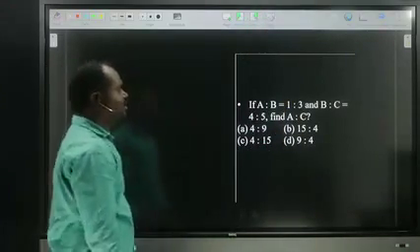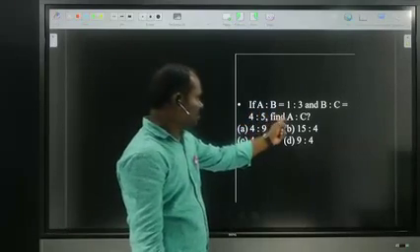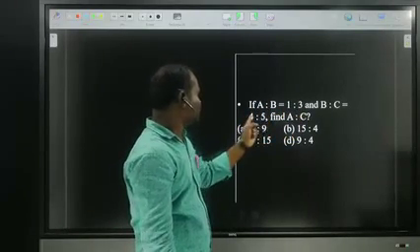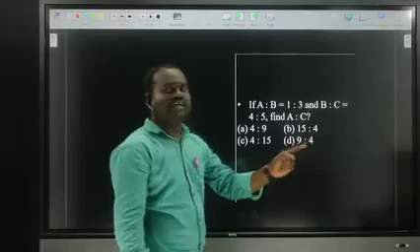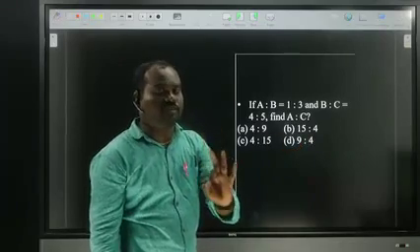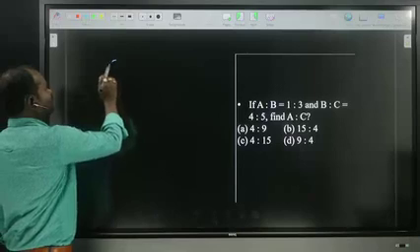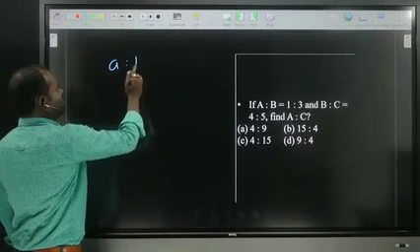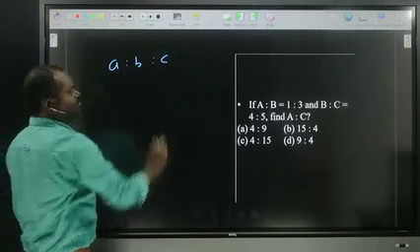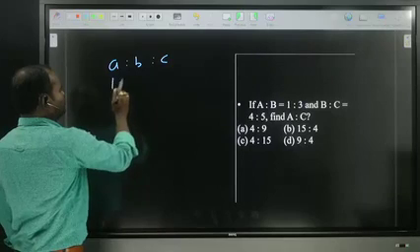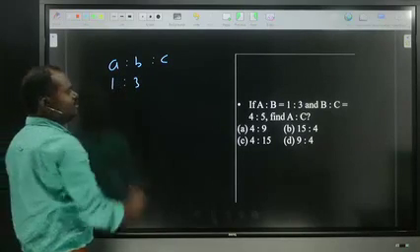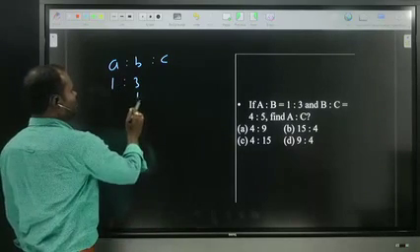Now, what is the question? A is to B equals 1 is to 3, B is to C equals 4 is to 5. Then find A is to C. He is not asking for the entire ratio, just A is to C. Here, if you observe, A is to B is to C. What is the A is to B ratio? 1 is to 3. B is to C ratio is 4 is to 5.